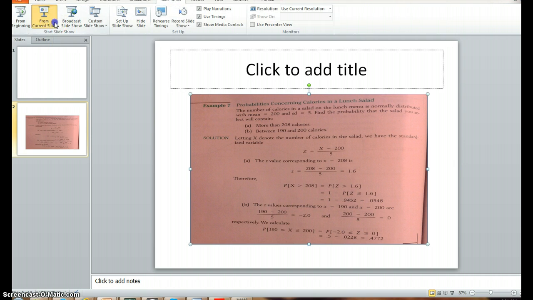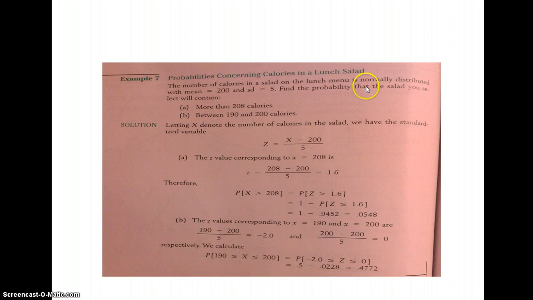Find the probability that the salad you select will contain part A, more than 208 calories, B, between 190 and 200 calories. I did talk about this example in class, and I added another part. C, say the number of calories is less than 200 calories. So we have three cases, sort of like the previous homework assignment. You may have a greater than case, or a less than case, or between two numbers.